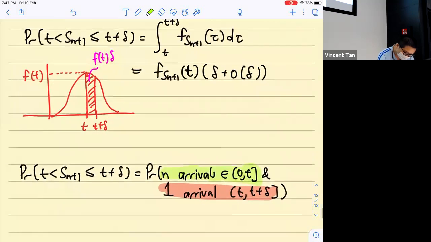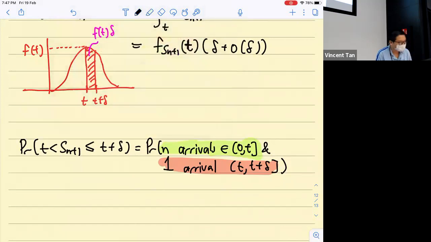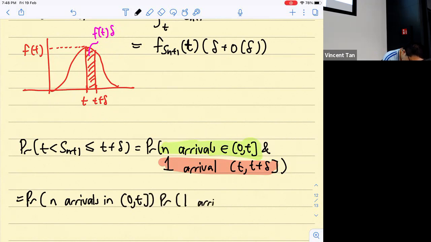Okay. So these two events here, the green event and the red event, can anyone tell me? They have some property. The green part is an event, the red part is some event. You see these two, I wrote this very nicely, right? This interval and this interval are disjoint. So whatever happens here is independent of whatever happens here. Do you agree? So we can rewrite this as the probability of n arrivals in 0 to t times the probability of 1 arrival, by independence.